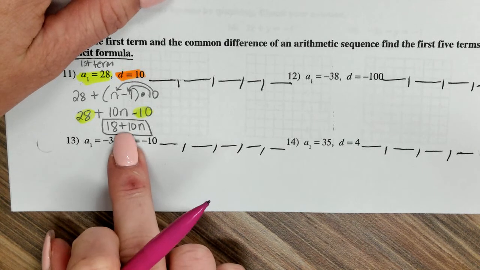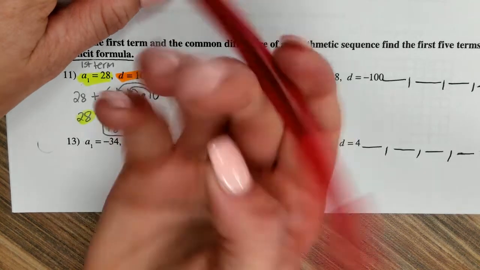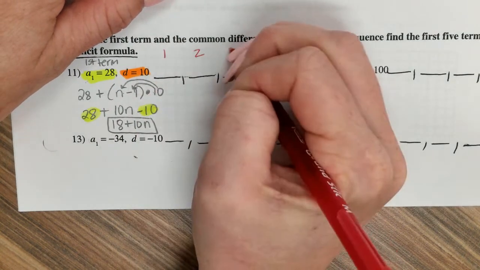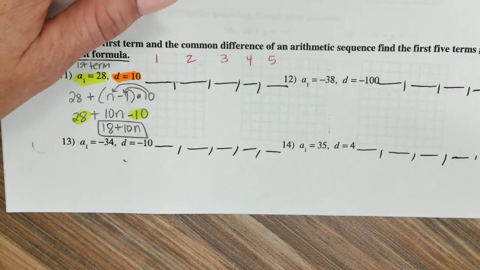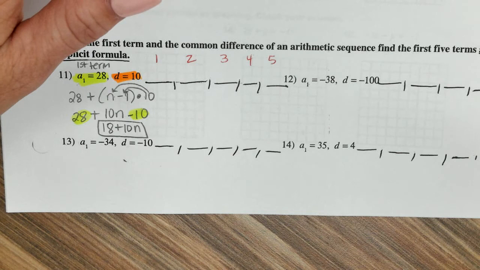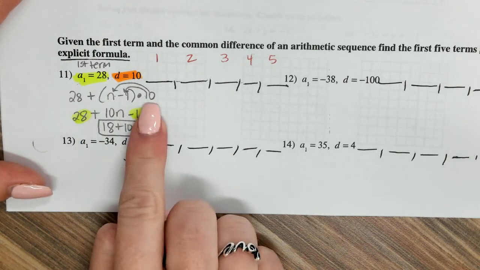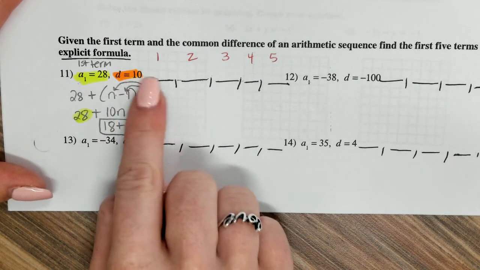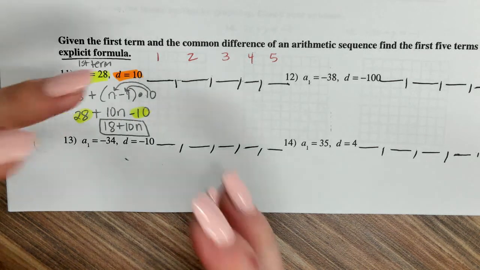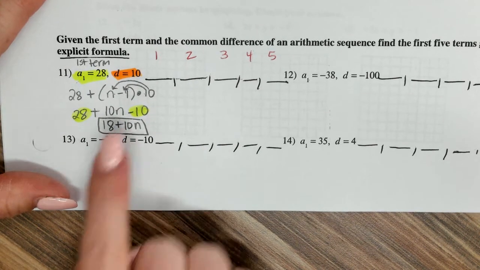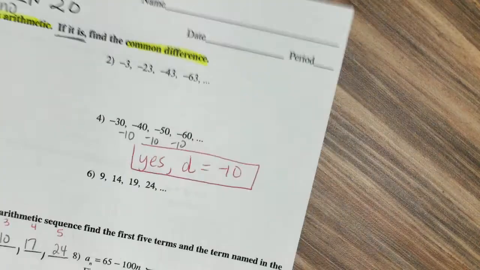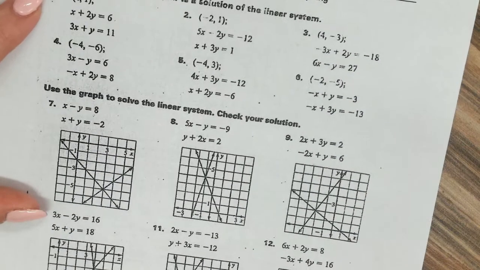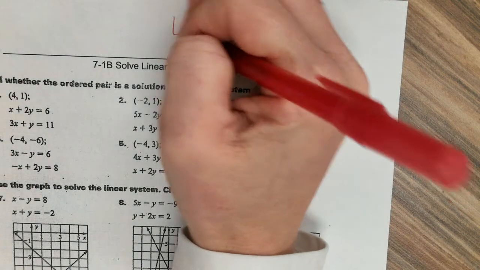Okay, now can I use that explicit formula to solve for the first, second, third, fourth, and fifth term? Does that make sense? So you write the formula and then just distribute the D to the parentheses. And then combine like terms, and that's your explicit formula. Are y'all good? Now, when you get to this page, you're only going to do the evens.